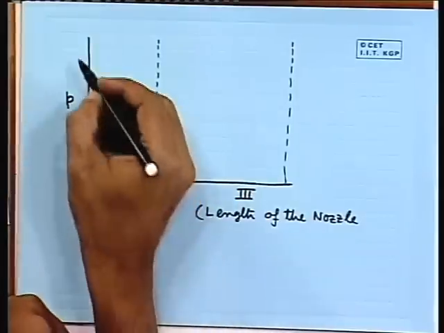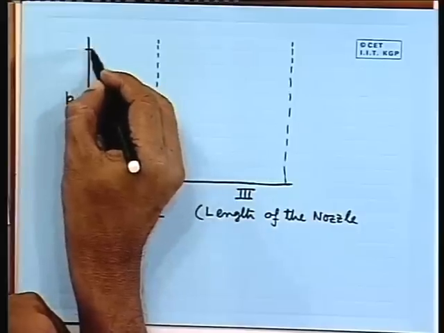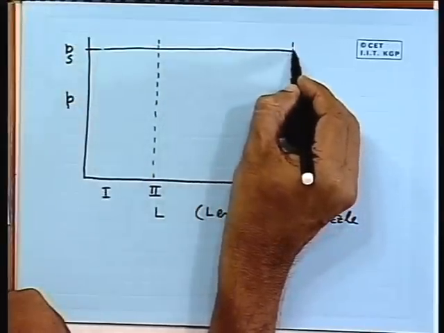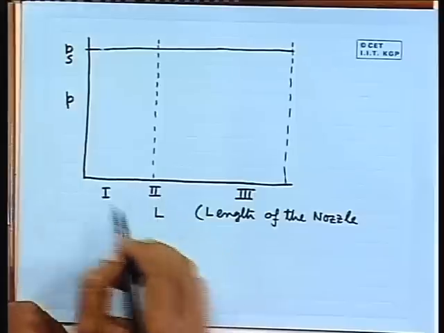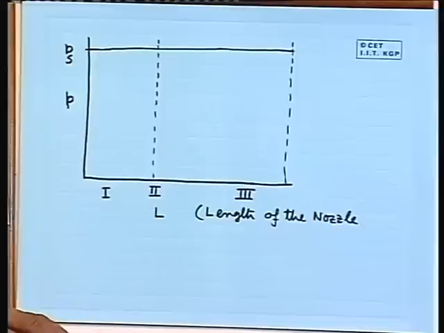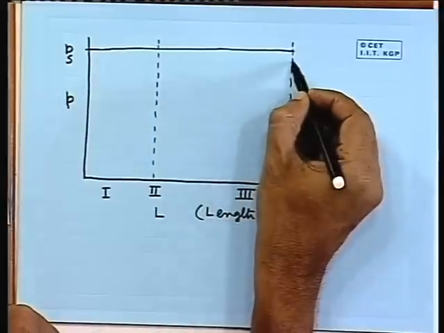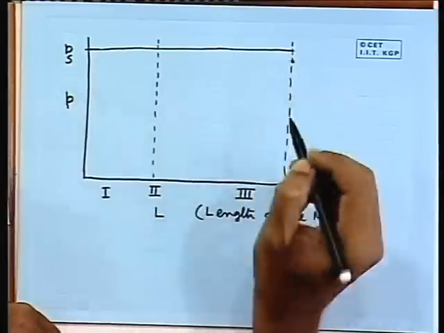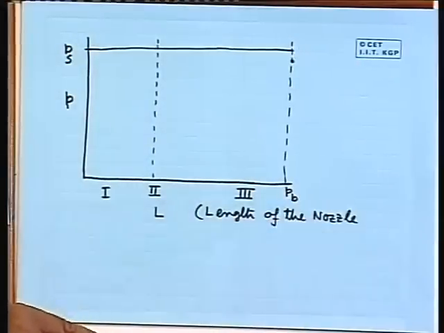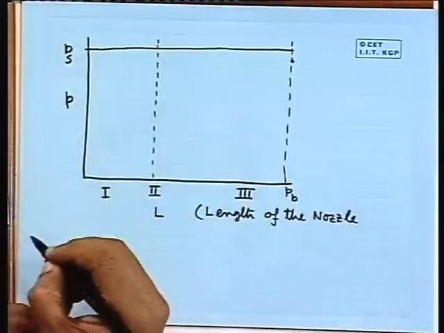So, initially you are having the pressure is the stagnation pressure and this pressure you are keeping constant. So, what will happen? Initially the back pressure is also equal to the stagnation pressure. So, there will not be any flow through the nozzle and everywhere in the nozzle you are having the same constant pressure. Then you have reduced the back pressure to this value. This is the plane for back pressure. So, let me call it PB. So, then you have reduced it here.